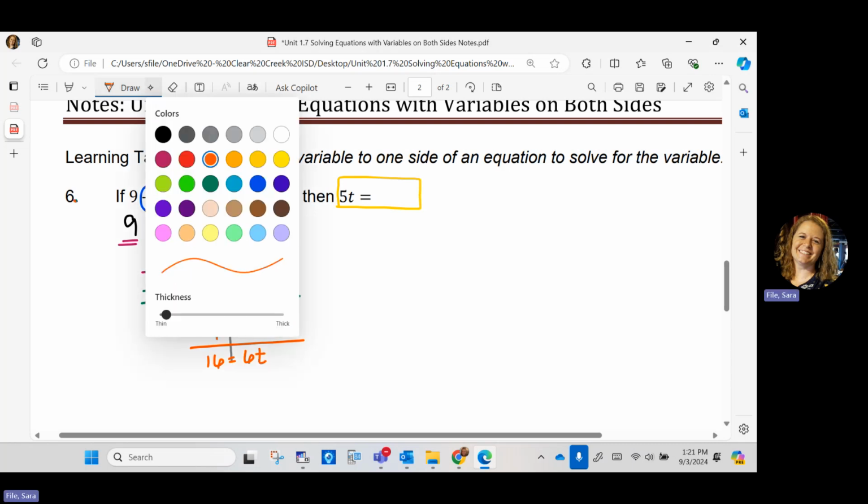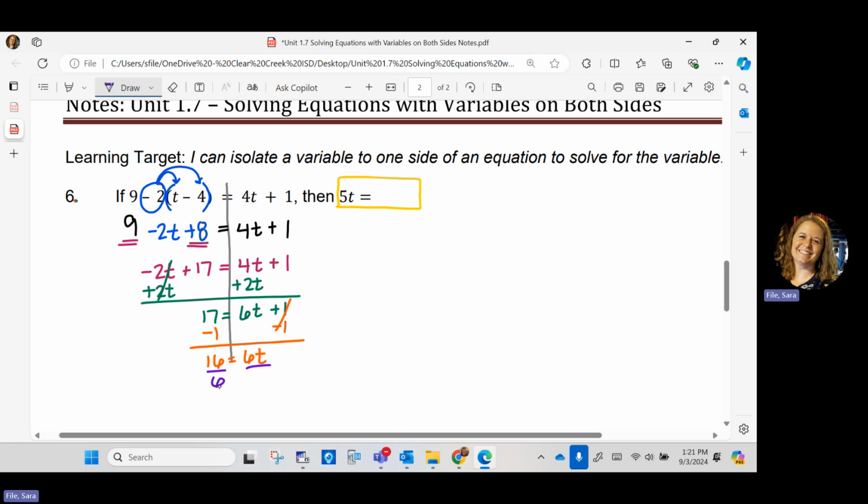And then I've got the coefficient that needs to be divided out. So again, I've got a fraction here. This one does not divide evenly. This is actually a repeating decimal, so I'm going to leave it as a fraction. I'm going to say 16 over 6 reduces to 8 over 3.